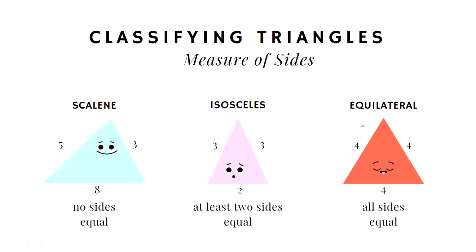And equilateral, as the figure is smiling, it means they have 1, 2, 3 sides, all 3 equal to each other: 4, 4 and 4. So all sides are equal. It means that this figure is an example of equilateral triangle. So if all sides are equal, equilateral triangle. If any 2 sides are equal, isosceles triangle. And if no sides are equal, it will be an example of scalene.